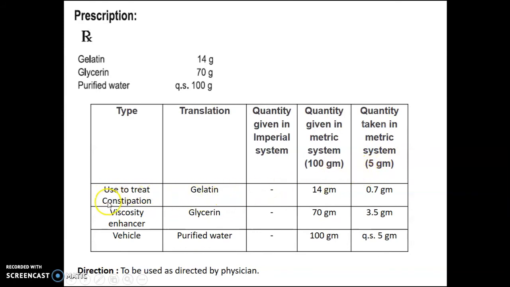Gelatin is used to treat constipation. Quantity given 14 gram, taken quantity 0.7 gram. This taken quantity should be calculated with the help of the factor. Glycerin is used as a viscosity enhancer. Quantity given 70 gram, taken quantity should be 3.5 gram. Purified water is used as a vehicle. Quantity given is quantity sufficient to prepare up to 100 gram, and the taken quantity should be quantity sufficient to prepare up to 5 gram. Direction: to be used as directed by physician.